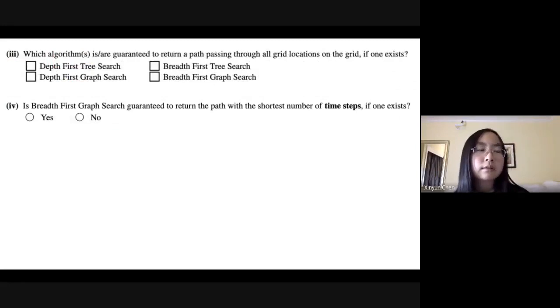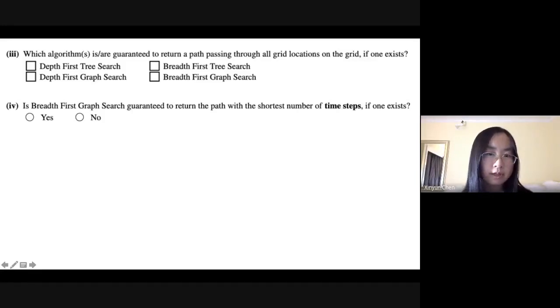Then the third question is which algorithms are guaranteed to return a path passing through all grid locations on the grid if one exists. One way to think about it is to see whether the search is complete in some sense.